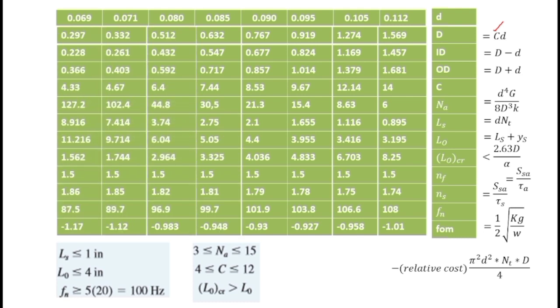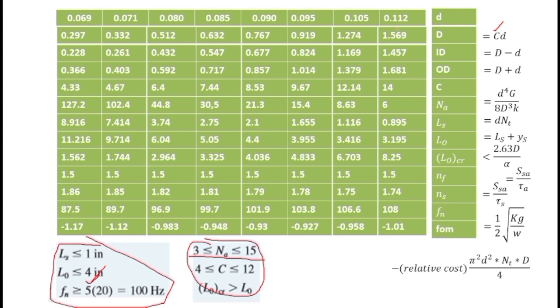Now since you have completed the table for all the given wire diameters, what you will have to do is to check this table based on certain criteria. One criteria was given by the customer, that Ls should be less than or equal to 1, L0 should be less than or equal to 4, and natural frequency should be greater than 5, because the forcing frequency was 5 Hz. These are the general criteria that should also be met. If the values are nearer to these equations, then you can use those designs.